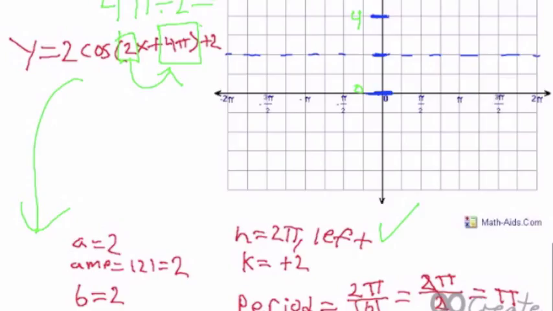K value is plus 2, pretty standard, which means we move plus 2 or up 2, and the sinusoidal axis lays at 2, as I've dotted it on the graph. And the period is 2 pi over the absolute value of b, which is 2 pi over the absolute value of 2, which is the same thing as pi. And now we're going to go ahead and start by graphing our function.